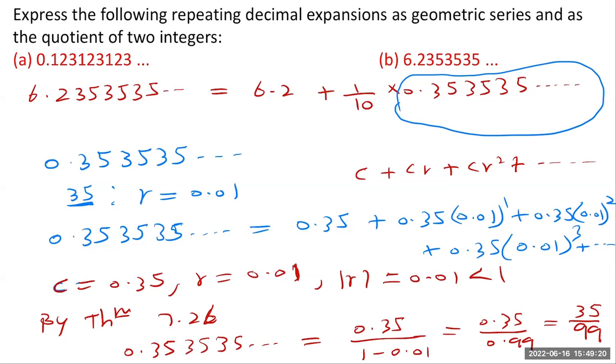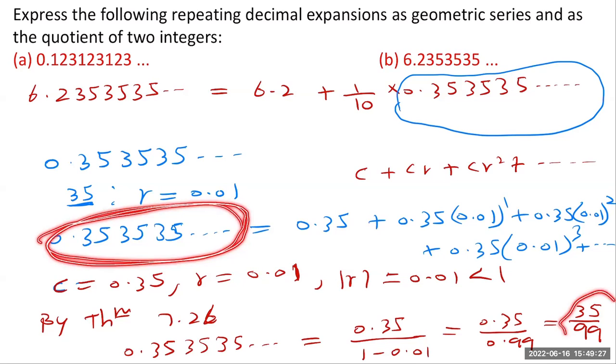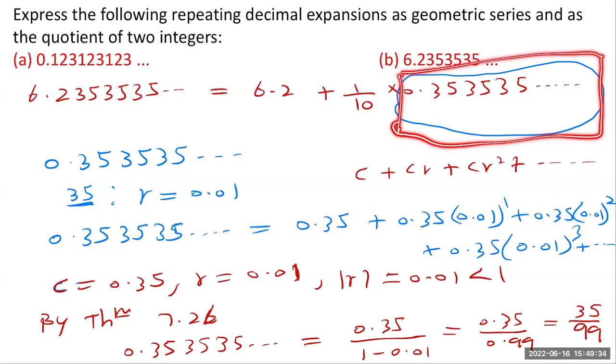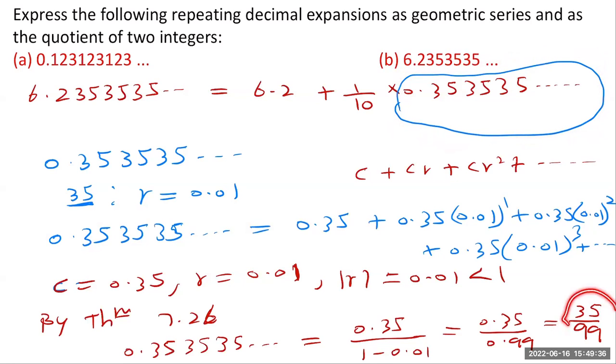All right, are we done now? We are not done yet because we just found this as a fraction. This repeating decimal is equal to 35 over 99. Now you have to go back and plug that in here, because we found this piece as a fraction. So I can plug in this fraction over here. That will give you the desired fraction.